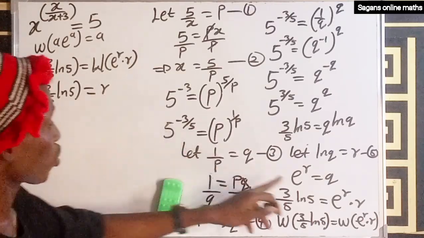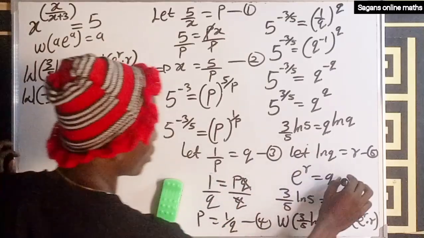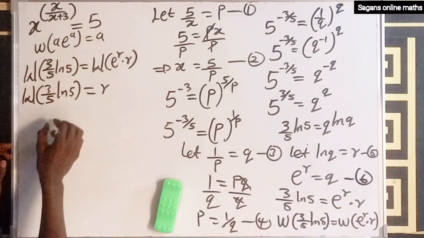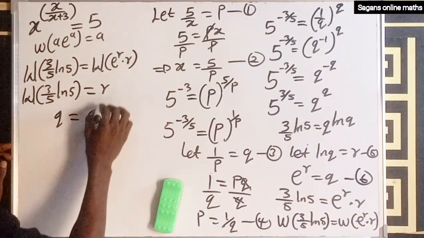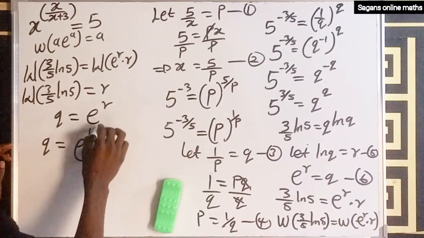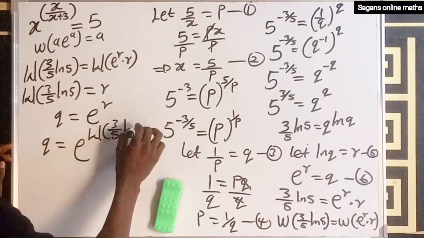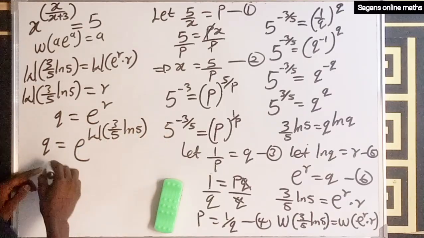Now let's see from the equation. So let's find q now. Q, this is equation 6. So we know from equation 6 that q is equal to e raised to the power of arrow. Q will be equal to e raised to the power of the W function of 3 divided by 5, then ln 5. Now we've got the value of q.